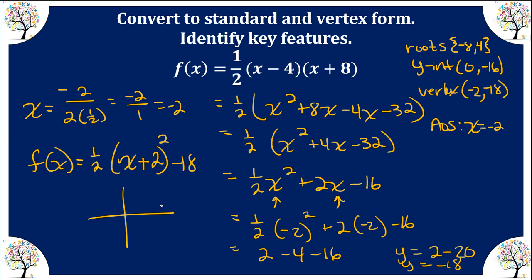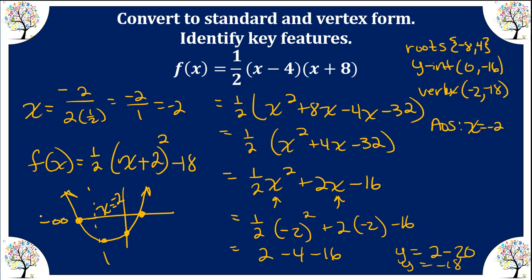So our vertex, (-2, -18), is here in quadrant 3. Our graph does turn up because it's positive. It goes through -8 here, and then +4 here, and the y-intercept is somewhere about right here. So the graph looks like this. And our AOS is x equals -2.